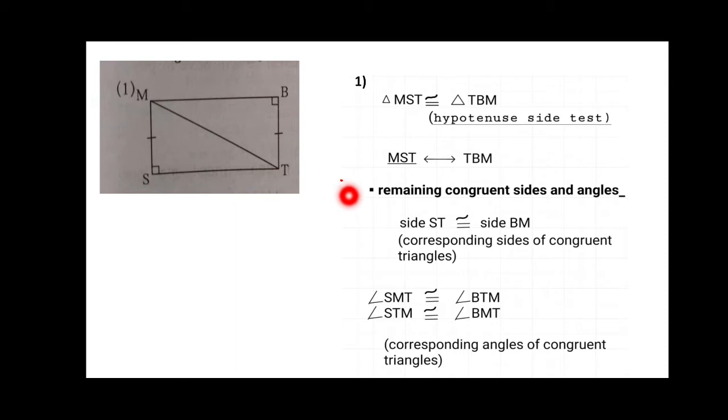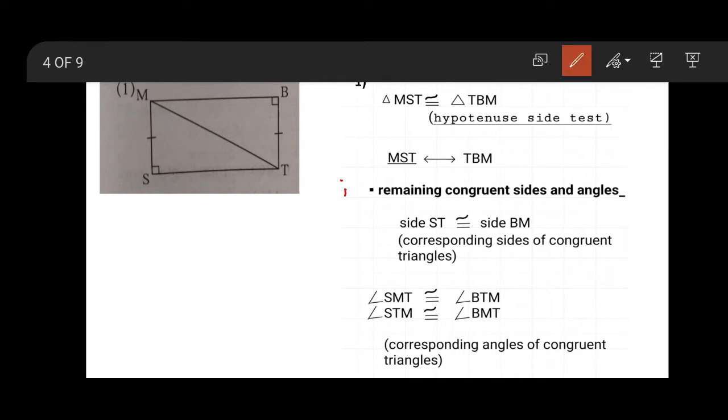Then the remaining congruent sides and angles. Which are the remaining sides? Which are not marked here? MB and ST sides are not marked. So side ST is congruent to side MB, or BM, you can say. The reason will be corresponding sides of congruent triangles.